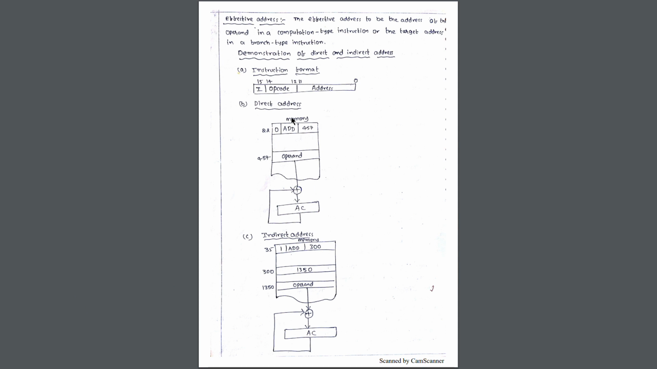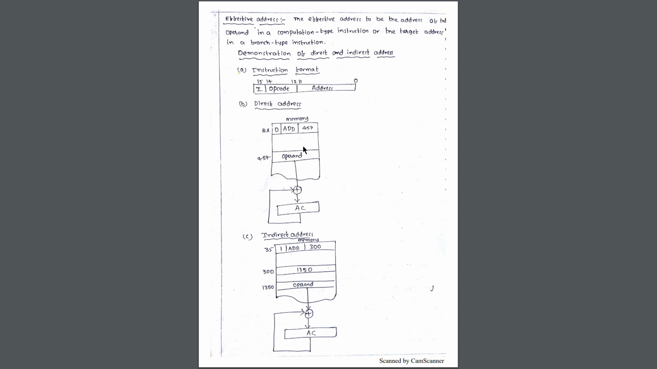Direct address. Direct address has the operand. See, if the memory is such that the operation code has to perform the operation, that is, add 457. This is performing the operation. This is the opcode. Okay, the operand. The operand is sending a signal, that is plus, to the accumulator. The accumulator, that is plus, is taking the operand at 457, so that we will be adding.